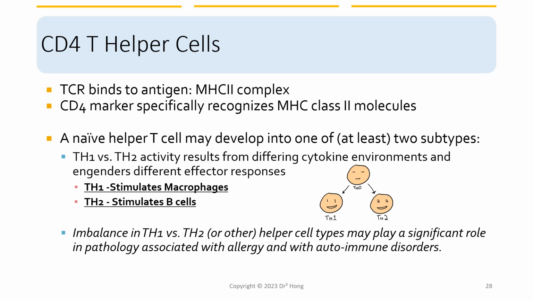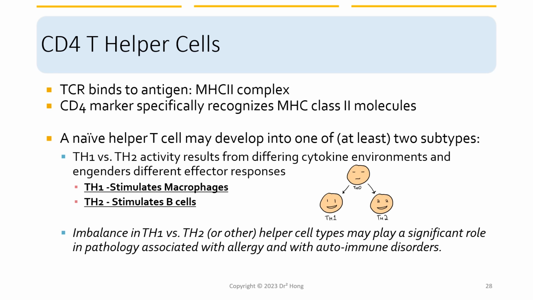Now CD4 T cells are helper T cells, and just like we have naive CD8 T cells, we also have naive CD4 helper T cells, and they are usually designated TH0. Now, in fact, helper T cells can develop into at least two subtypes, maybe even more. The major ones we are talking about here are TH1 helper cells and TH2 helper T cells. This is because they get stimulated by different cytokine environments, and they can actually have different responses.